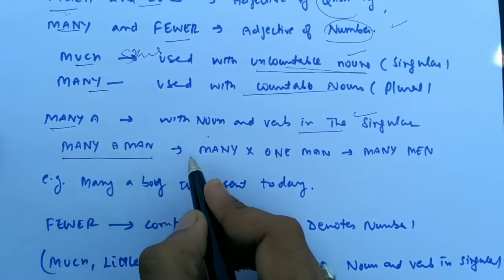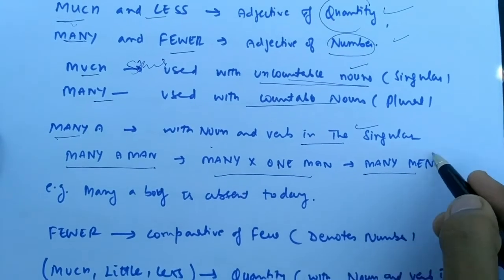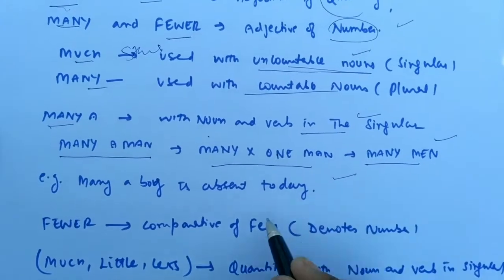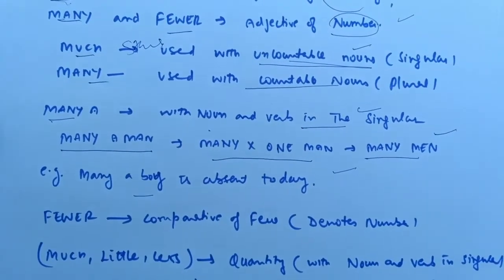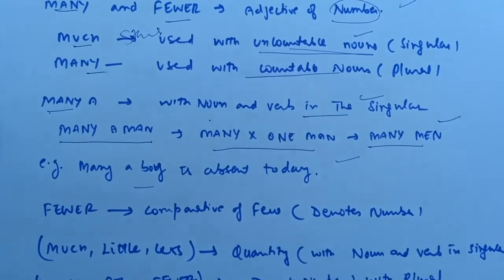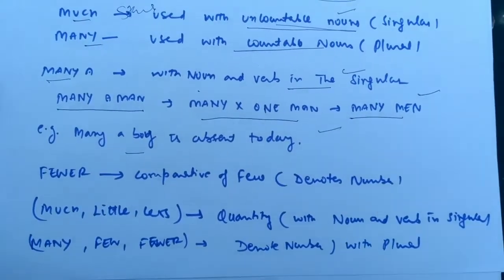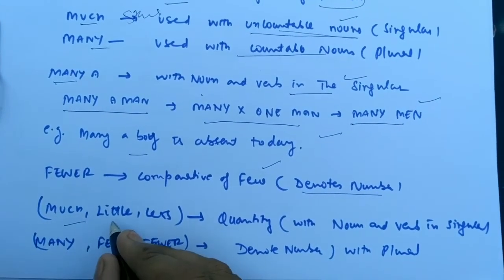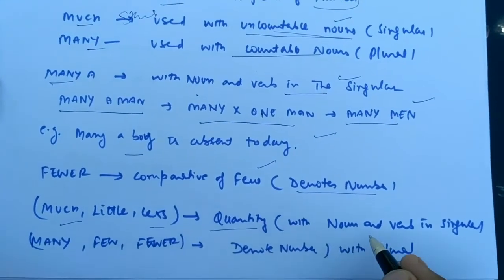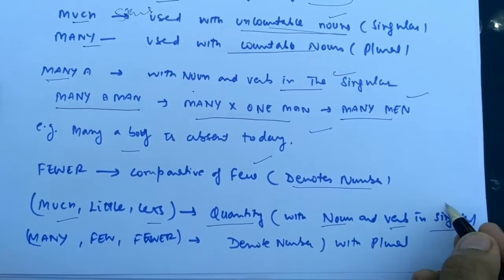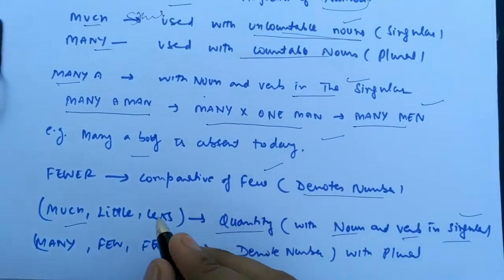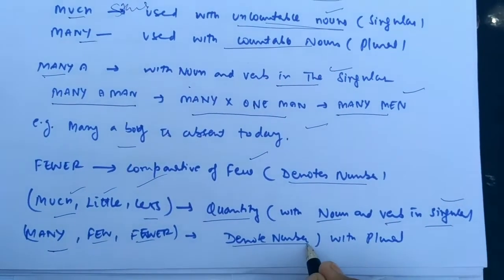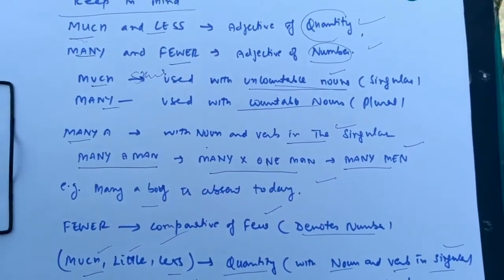Many a man, man into one man, that man many, having many men. So, many a boy is absent today, considering some particular number of the boys. Fewer is the comparative of few. He donated the number. Much, less, little: quantity with a noun and verb in the singular form. If it has a singular noun and verb, we use much, little and less. Many, few, fewer are also number, but in the plural sense.